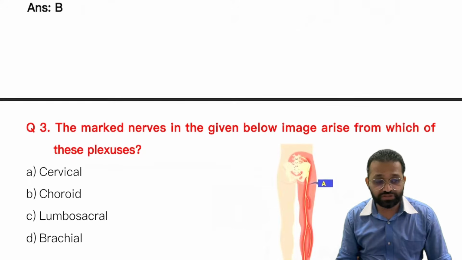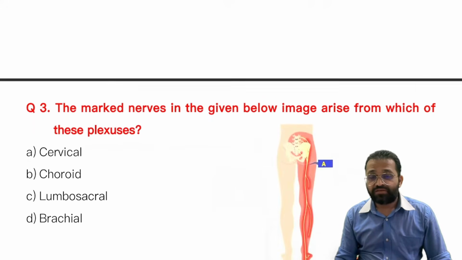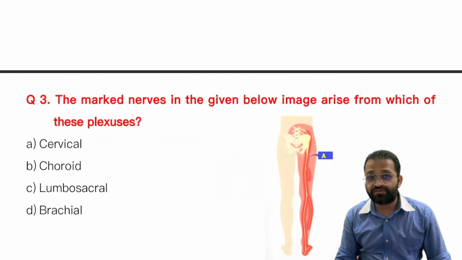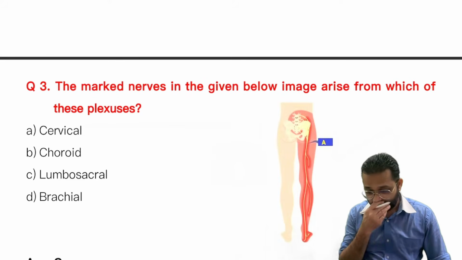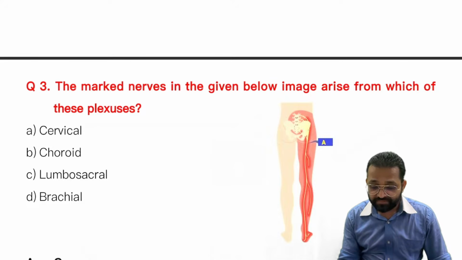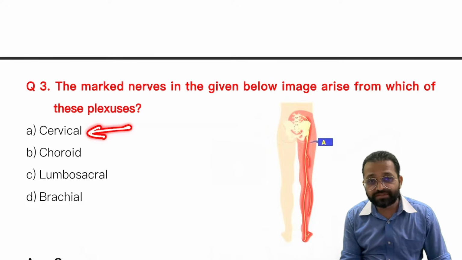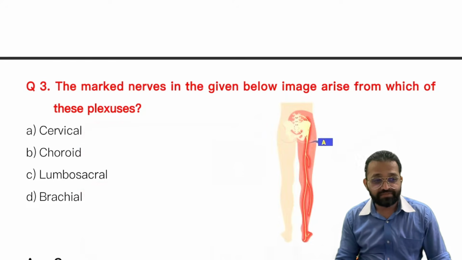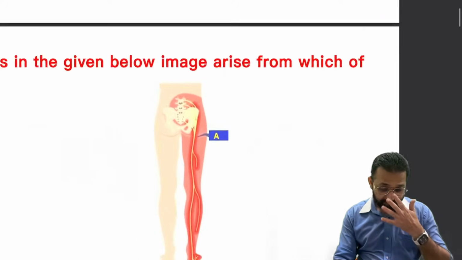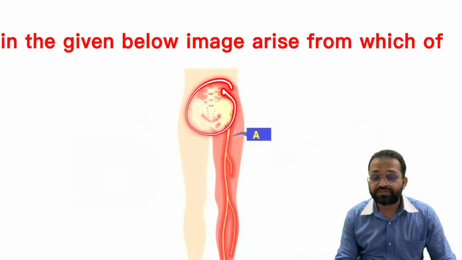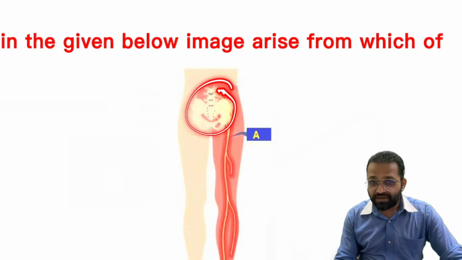Yes, look at this question. The marked nerve in the given image arises from which of the following plexus? Use common sense: cervical plexus, choroid plexus, lumbosacral, or brachial. Even if you don't know the answer, you can say, yes sir, it is our pelvic bone, the sacrum bone. Yes, it is a lumbar area.